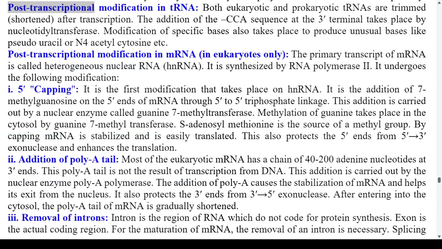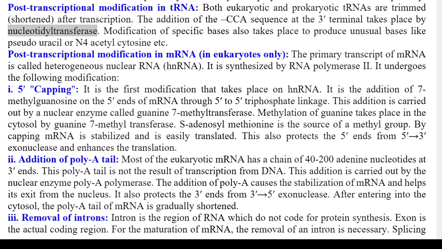Post-transcriptional modification in tRNA. Both eukaryotic and prokaryotic tRNAs are trimmed, shortened, after transcription. The addition of the CCA sequence at the 3-terminal takes place by nucleotidyl transferase. Modification of specific bases also takes place to produce unusual bases like pseudouracil or N4-acetylcytosine, etc.